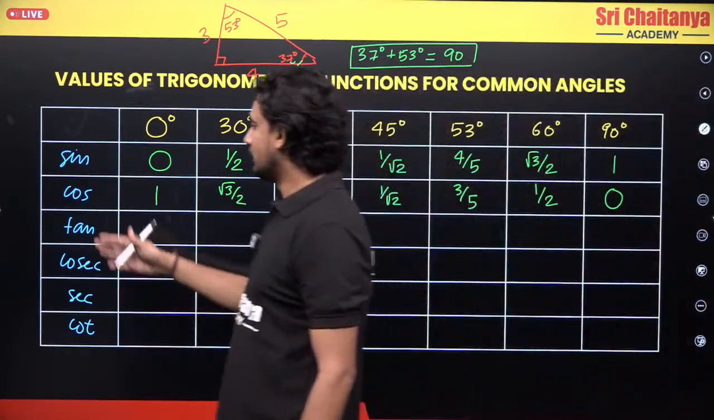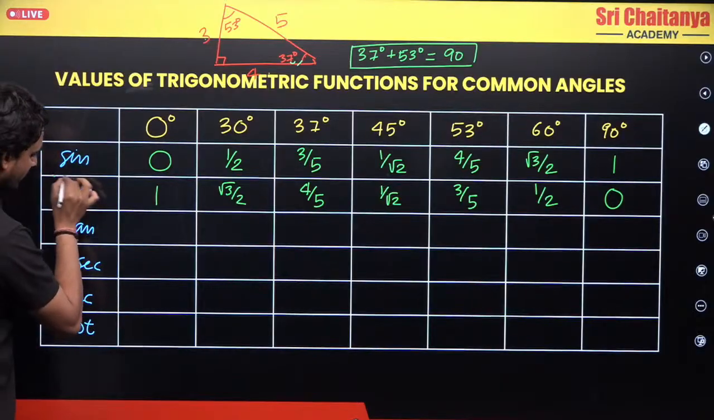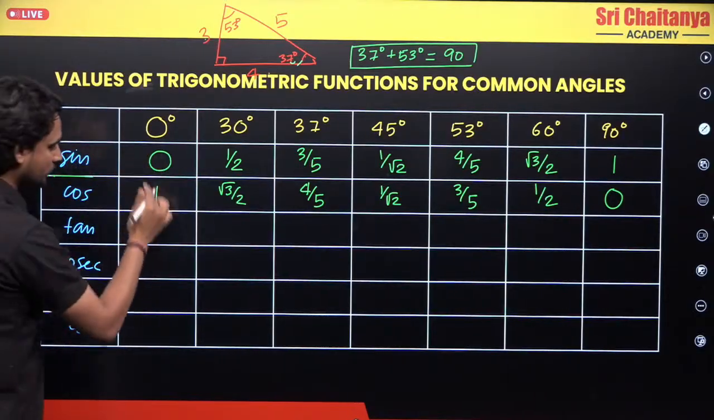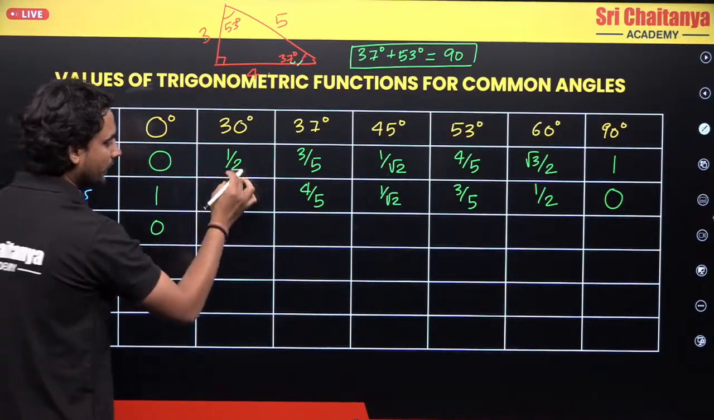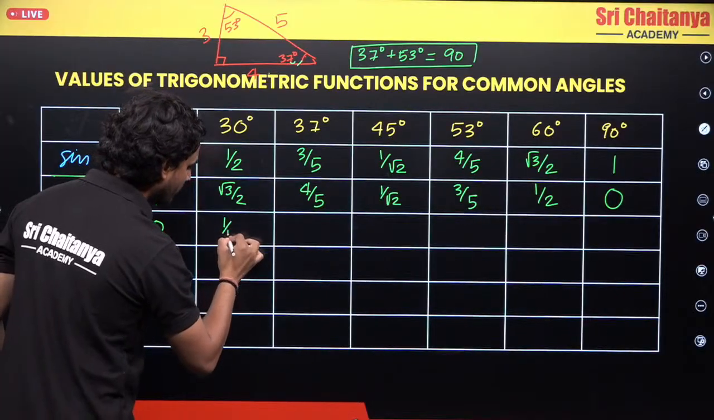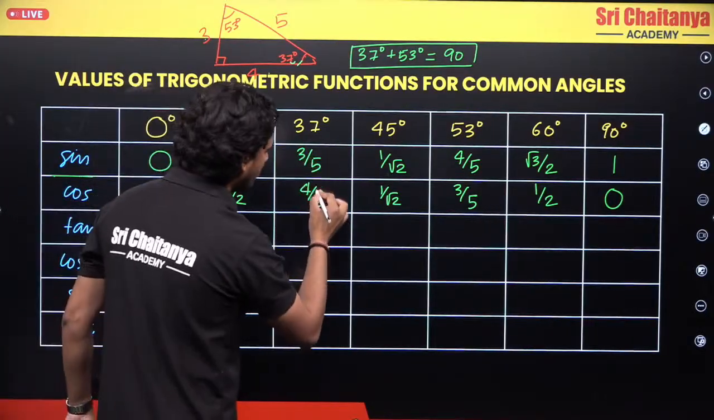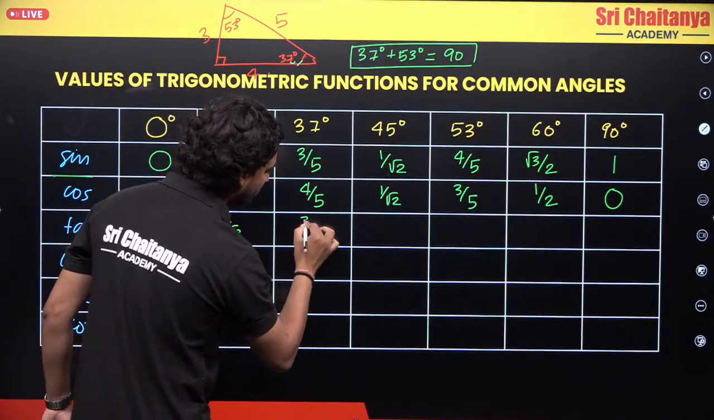Now what is tan? Tan is sine upon cos. So just divide them. 0 upon 1 will give me 0. 1 by 2 upon root 3 by 2 will give me 1 by root 3. 3 by 5 upon 4 by 5 will give me 3 by 4.